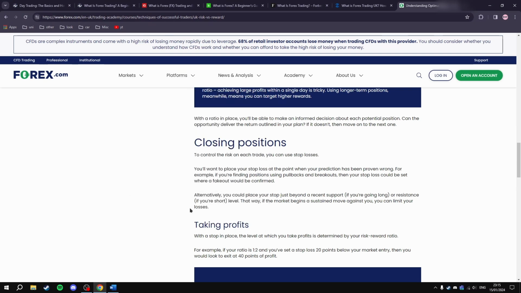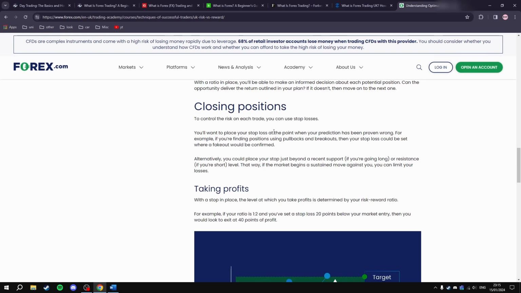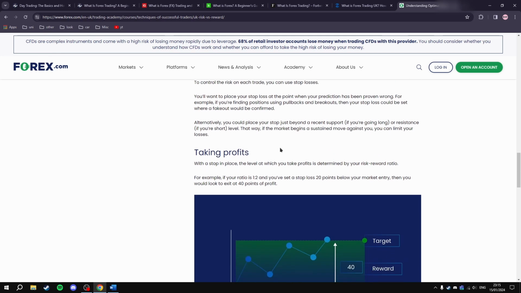Alternatively, you could place your stop just beyond the recent support if you're going long, or resistance level if you're short. That way, if the market begins a substantial movement against you, you can limit your losses. They still haven't mentioned what support or resistance means. Or have they? They have mentioned it, and I'm just being dumb.